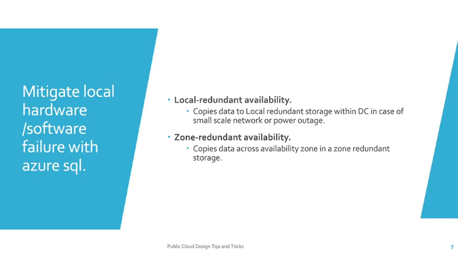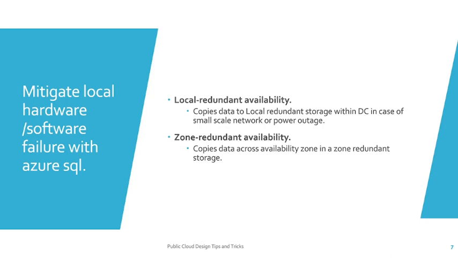So let's try to understand the first one, local hardware or software failure with Azure SQL. There are two solutions which Microsoft Azure provides. If you only want to avoid this part, that means you do not care about regional or availability zone failure, you only care about how local hardware failure can be handled properly, then there is a base feature provided by Microsoft Azure SQL: local redundant availability. If you enable this feature with your Azure SQL PaaS, it will copy the data to local redundant storage within the same data center. In case of a small-scale network or power outage, you can get back your data.